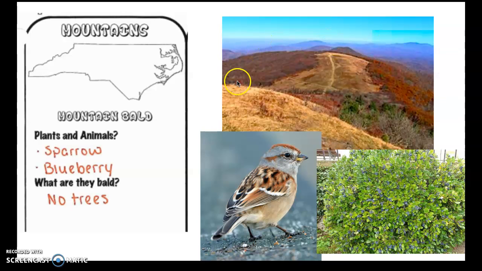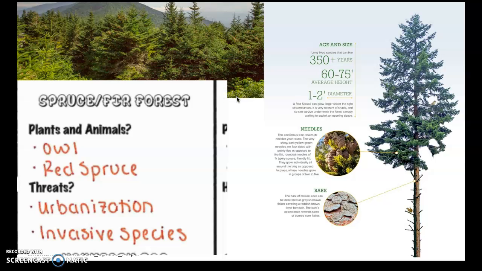Our next ecosystem is called a spruce fir forest. Spruce and fir are two varieties of pine tree. You can see the red spruce right there on the right hand side of the screen. And then you can see what that ecosystem might look like at the base of the mountain right there in the top left-hand corner. The threats to our spruce and fir forests include urbanization, or the building of cities, as well as invasive species.